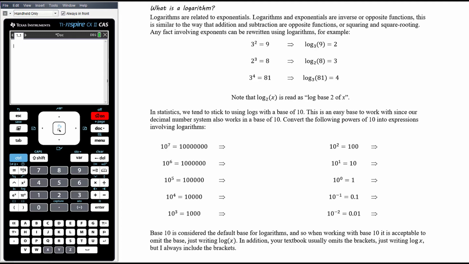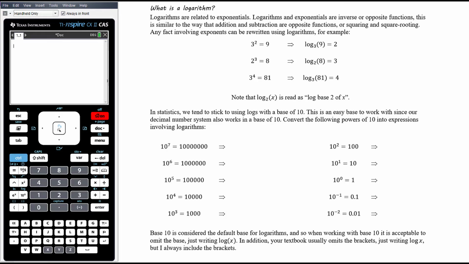So logarithms are related to exponentials. So they're essentially opposite functions. In the same way that addition and subtraction are opposites, logs and exponents, so by exponents I mean powers, are opposites. Any fact that you can write using exponents can be rewritten using logarithms. So we all know that 3 squared is equal to 9, and the equivalent logarithm statement with that information is log base 3 of 9 is equal to 2.